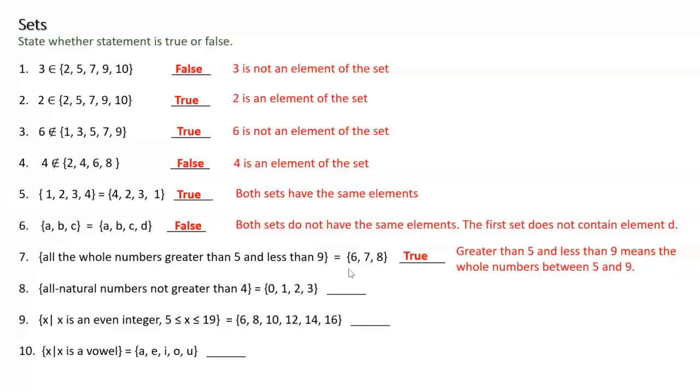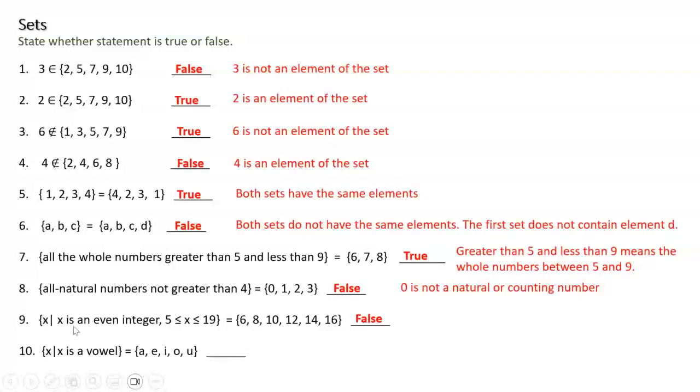Okay. Now look at this one here. All the natural numbers not greater than 4. Right? This, guys, is going to be false. Why? Because 0 is not a natural number. The natural numbers start with 1 and they go all the way to infinity. So in this case, all natural numbers not greater than 4 has to be only 1, 2, and 3.